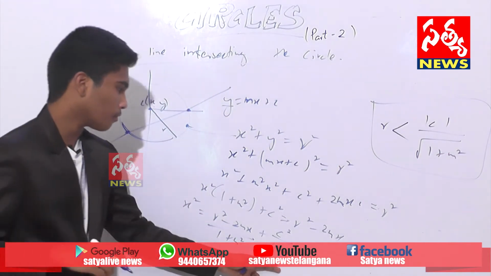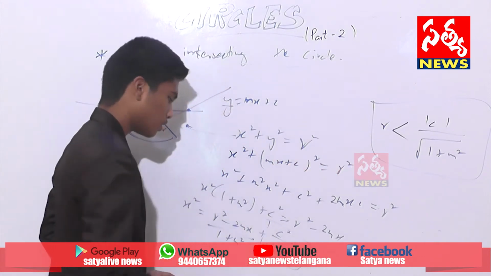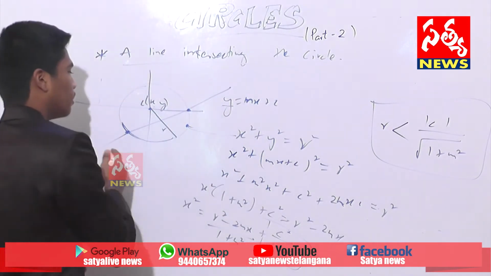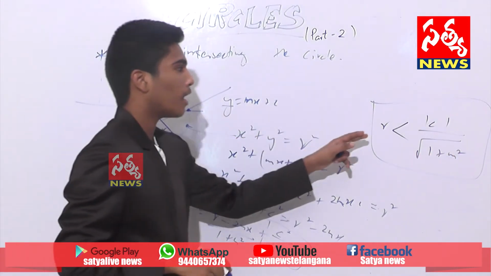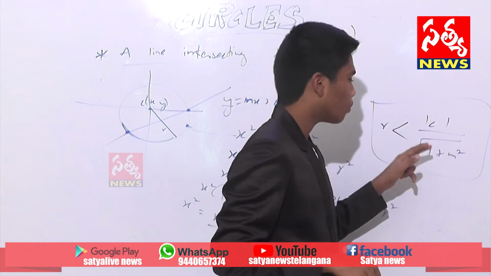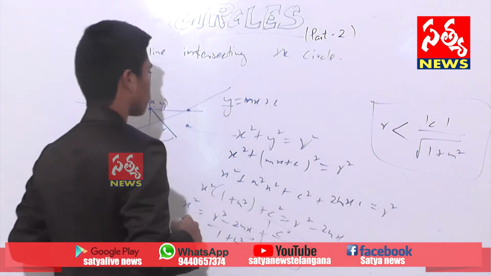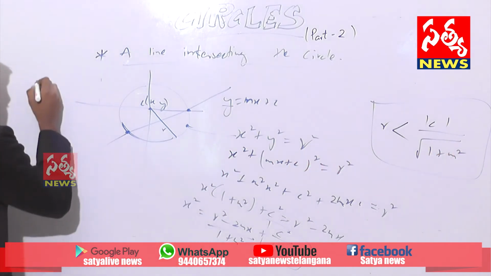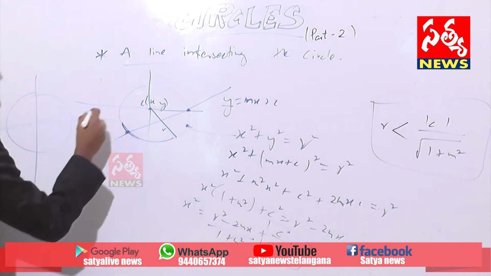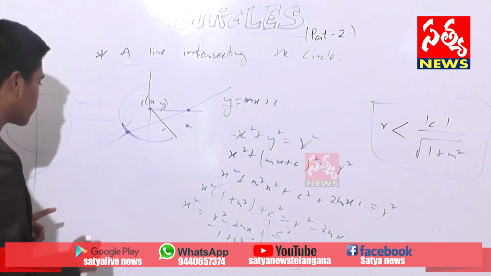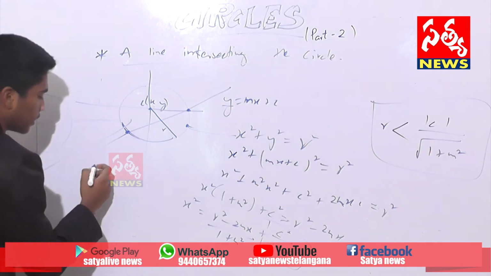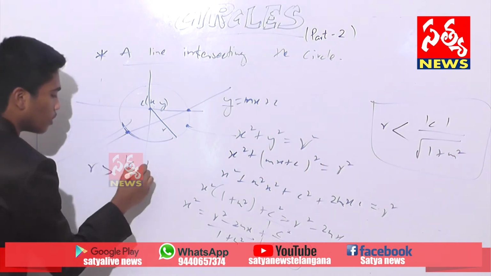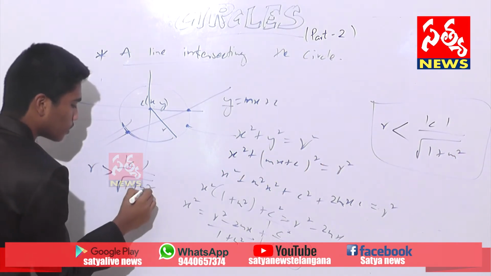Okay, so the condition for a line to intersect the circle is r must be less than mod c by under root 1 plus m square, and the condition for which a line does not intersect the x-axis or else the circle is r must be greater than mod c by under root 1 plus m square.